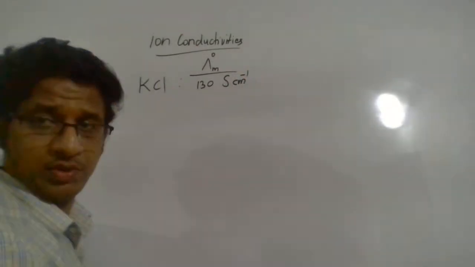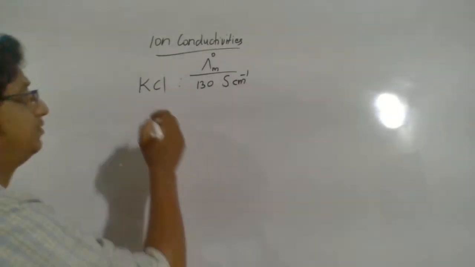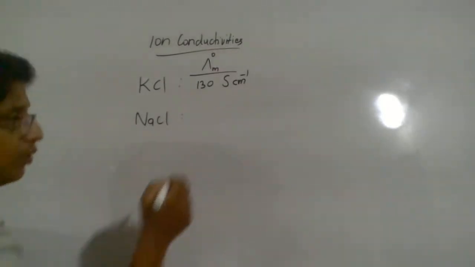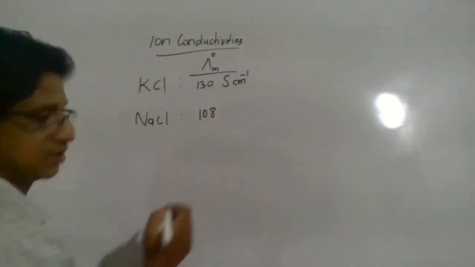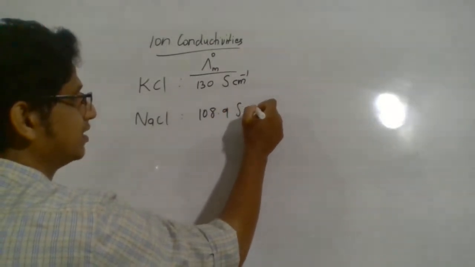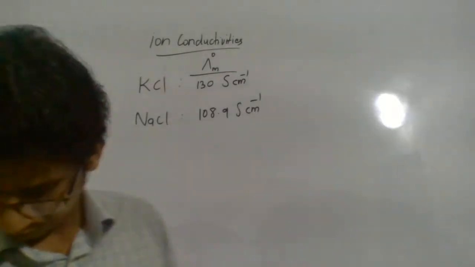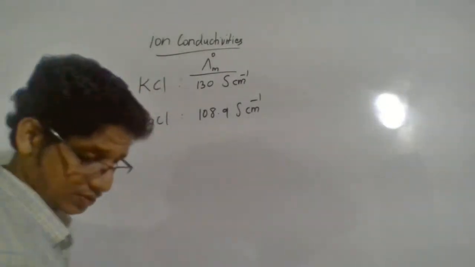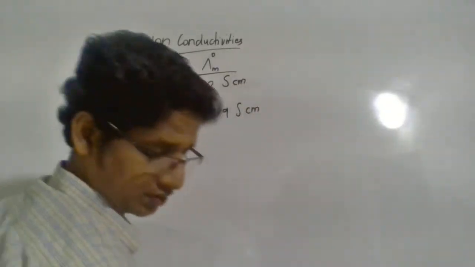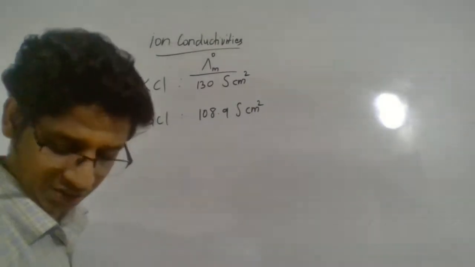Centimeter square per mole is there. I am only discussing this part, where NaCl is equal to 108.9 Siemens centimeter inverse. So sorry, centimeter inverse is actually conductivity, so it will be Siemens centimeter square mole inverse.